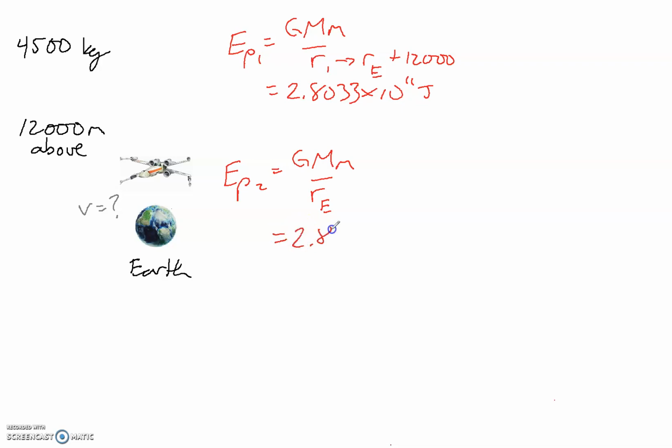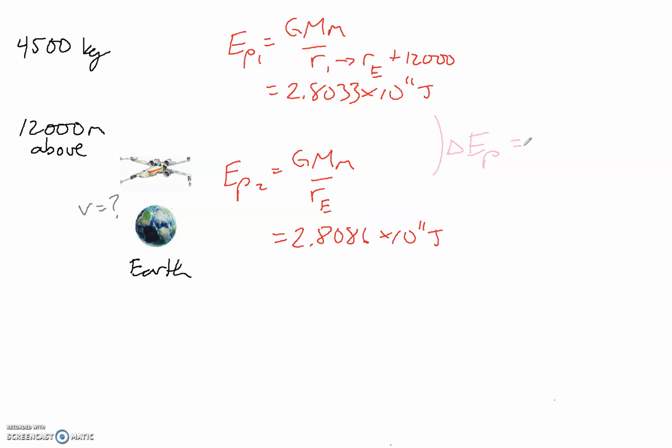Looks like we have 2.8086 times 10 to the 11 joules. So we went from 2.8033 up to 2.8086, so it got bigger. Now, we talked about this before, it's not about how much energy you have, it's about how much your energy changes. The change in energy is super important in this. So we don't really care about how much potential we have here or there. What we want to know is the change in potential energy.